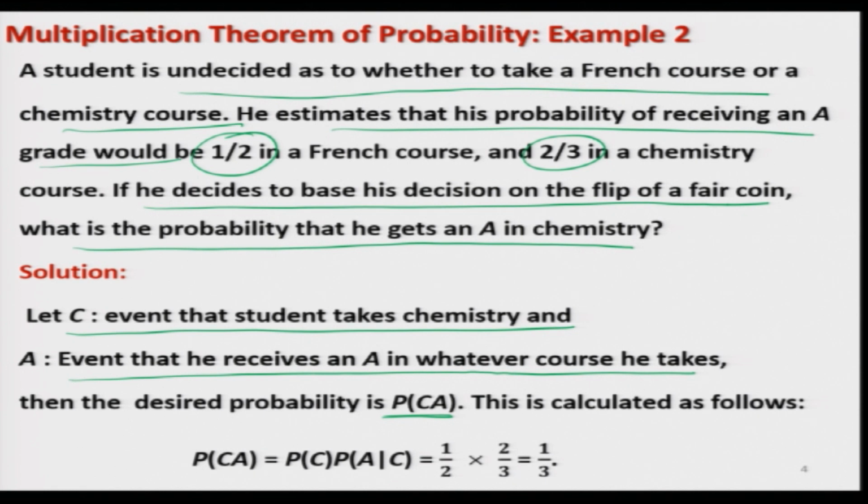So, this is calculated by using the multiplication theorem of probability, as probability of C intersection A is probability of C into probability of A given C. The probability of C is 1/2, which is given here, and probability of A given C is 2/3. So, now this will come out to be 1/3. So, based on this there is a nearly 33% chance that the student will get grade A in chemistry.